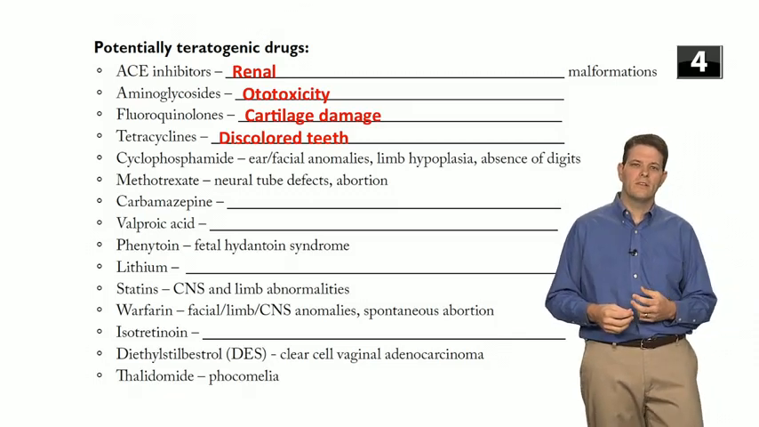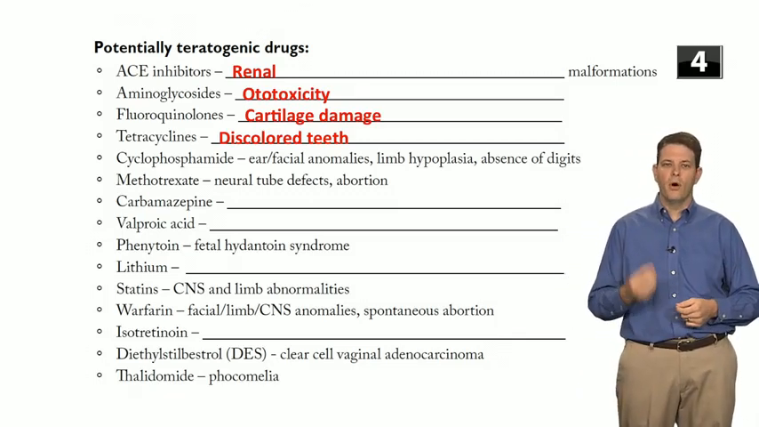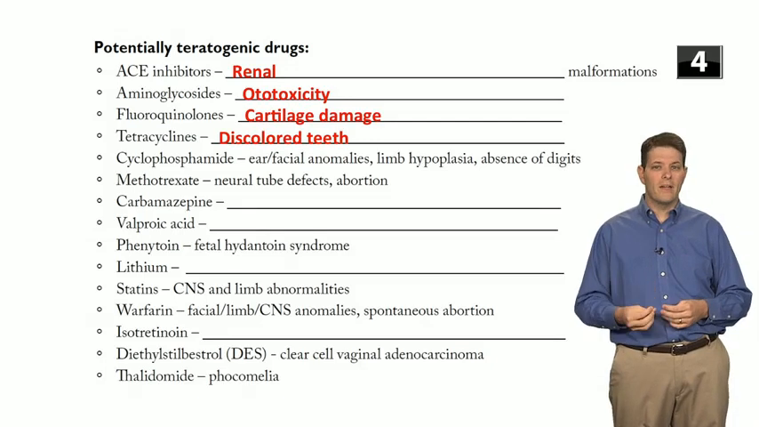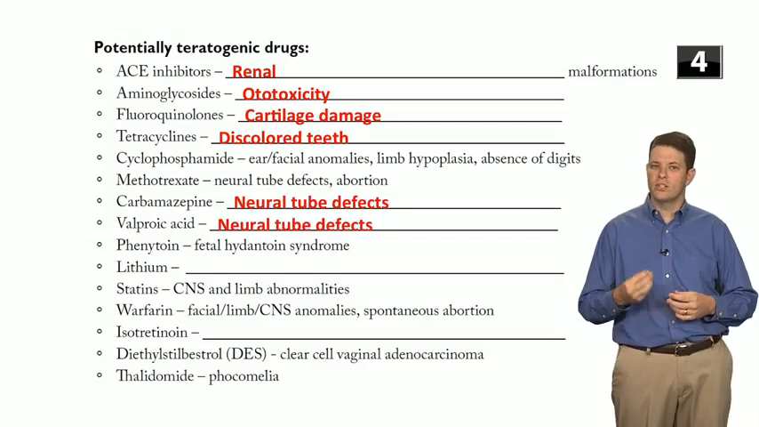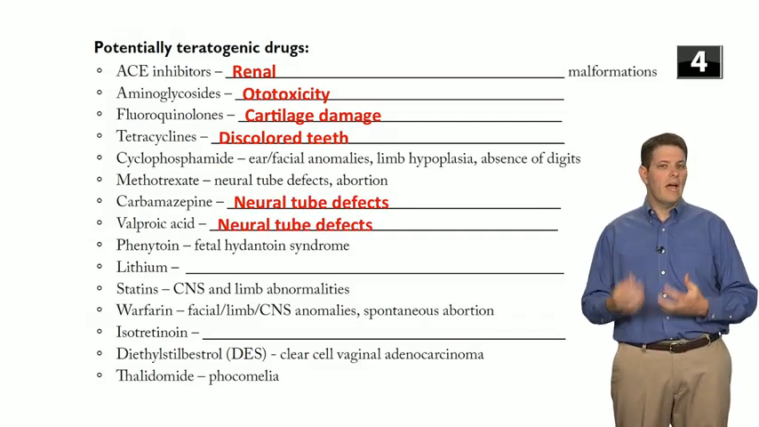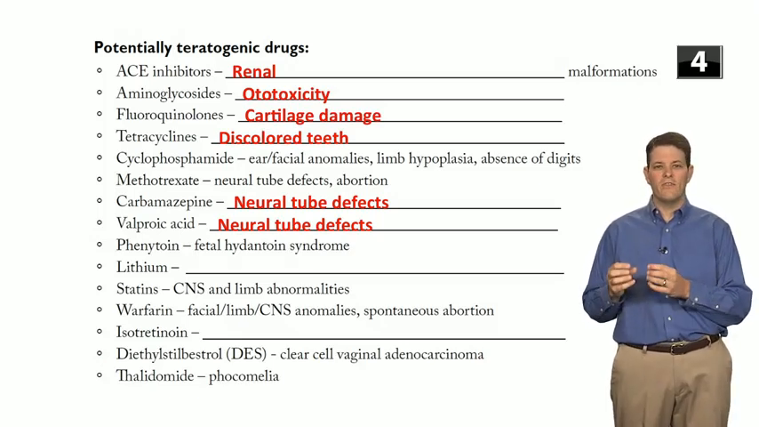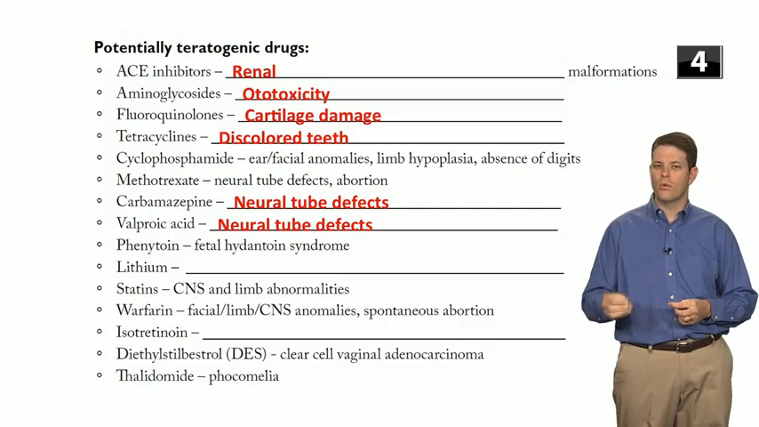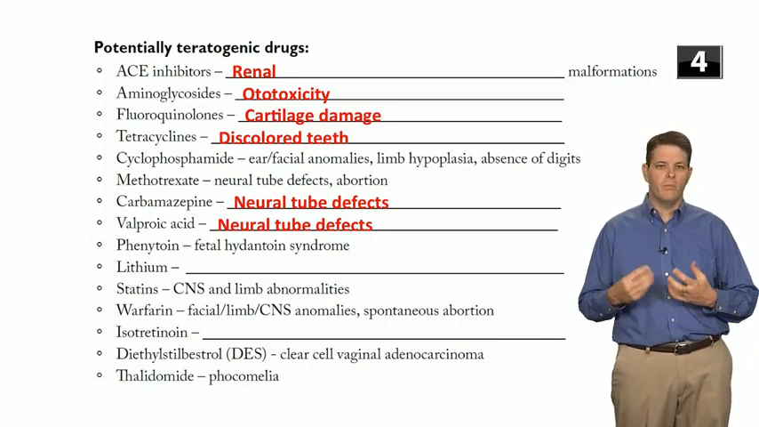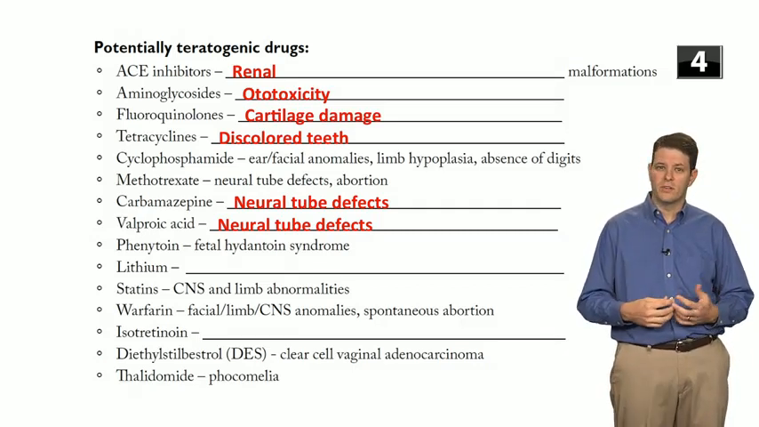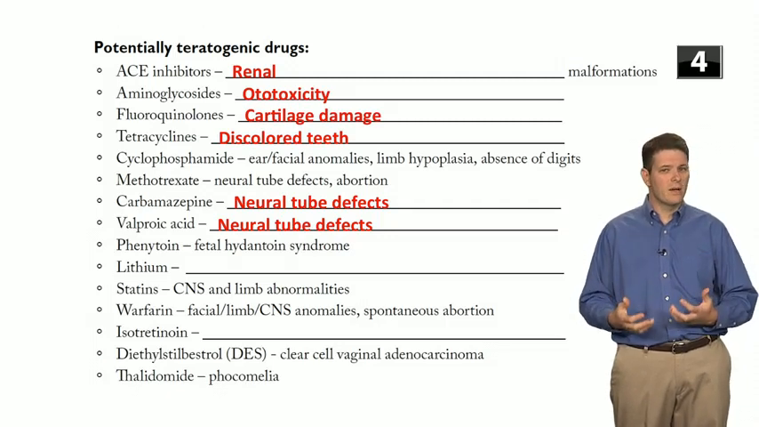The next few drugs in our list in the study guide are seizure drugs. Both carbamazepine and valproic acid are known for causing neural tube defects, just like methotrexate was. So if you have a patient with a history of seizures that's on one of these drugs, you want to make sure she's getting that folic acid supplement for at least a couple of months before she starts trying to get pregnant. And if possible, you want to get her off of the seizure drug while she's pregnant. Sometimes you just can't stop the seizure drug.